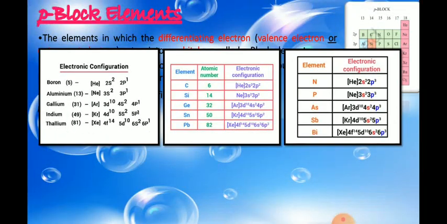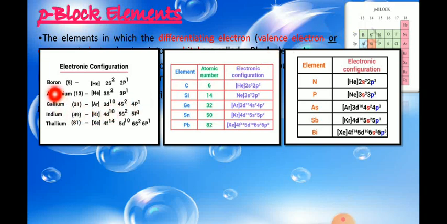Can you see the screen now? This is the electronic configuration of group number 13. In group number 13, which elements are there? Boron, aluminium, gallium, indium, thallium. Okay, so this group number 13 belongs to p block. Why p block? We'll see.